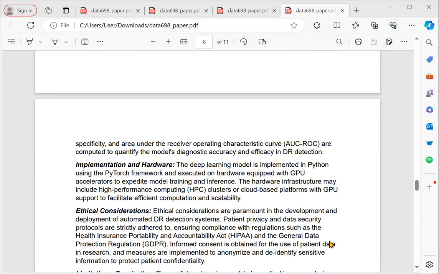Implementation: the deep learning model is implemented in Python using the PyTorch framework and executed on hardware GPU accelerators to expedite model training and inference. The hardware infrastructure may include high-performance computing clusters or cloud-based platforms with GPU support to facilitate efficient computation.